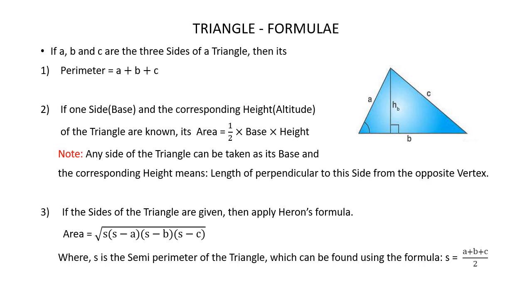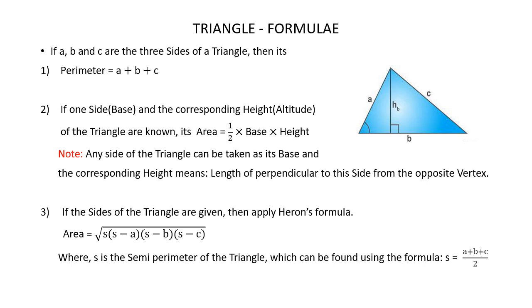Here are a few formulae which will help you to solve triangle problems in the topic mensuration. Now look at this triangle. Here A, B and C are the three sides of the triangle. Here we have considered side B as the base of the triangle. Now the opposite vertex to the base B is this vertex. Now if you draw a straight perpendicular from this vertex to the base, then the length of this perpendicular is the height.